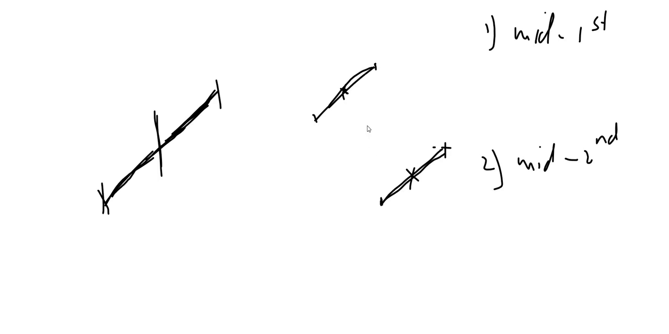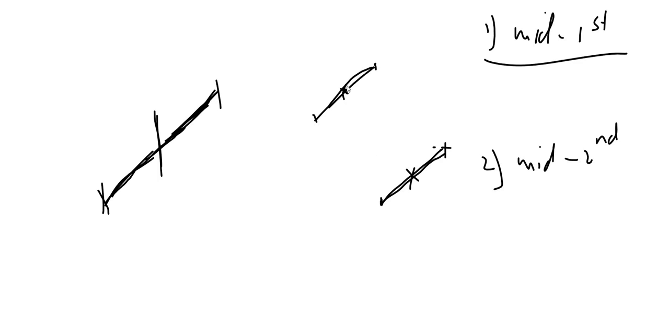That is one way. Another way is, if we try to find the mid of the whole array, on a high level there are two cases possible. One is my mid falling in the first part. I will have my mid in the first part. The second case is my mid falling in the second part.